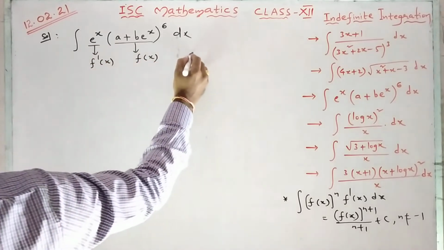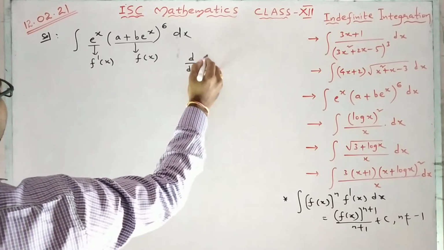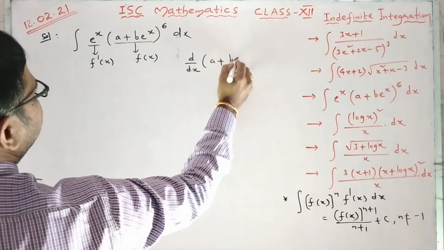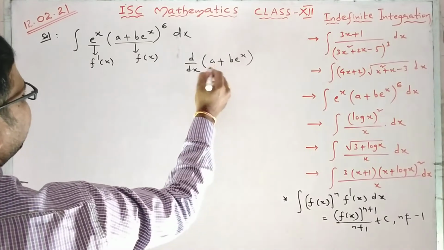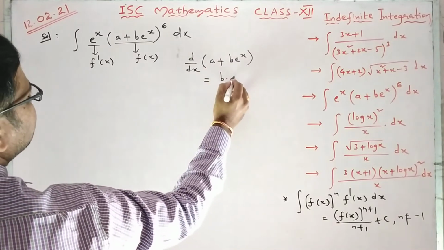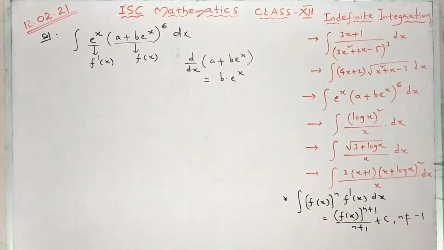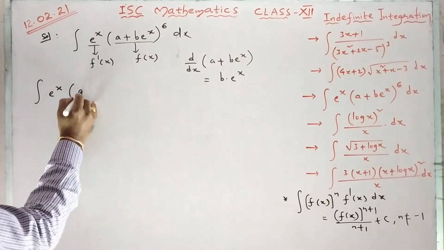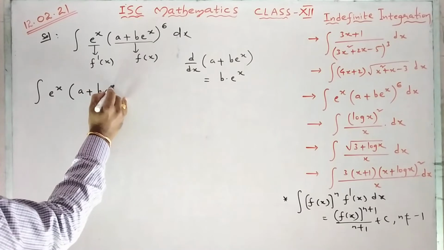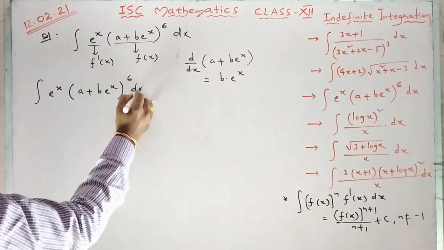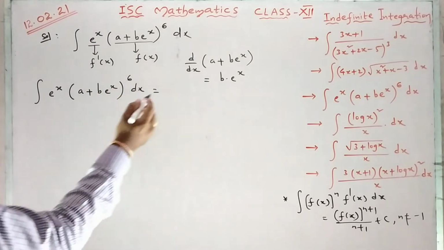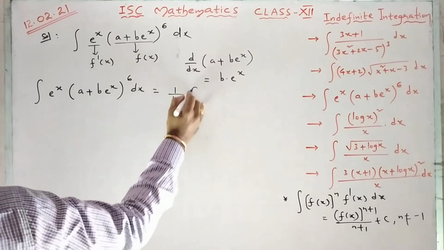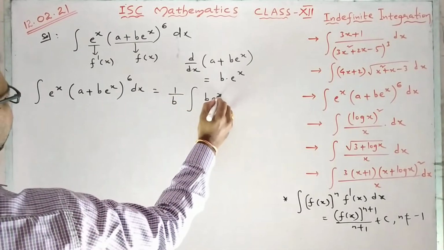Now what is the derivative of this? Derivative of a plus b e power x equals: a derivative 0, b constant, e power x derivative e power x. So what is missing here? What did you observe? What is the missing term here? Only e power x is there, b is missing, so multiply and divide with b.